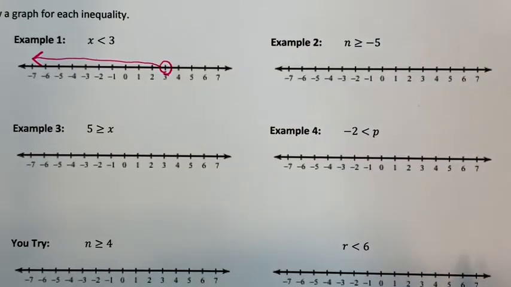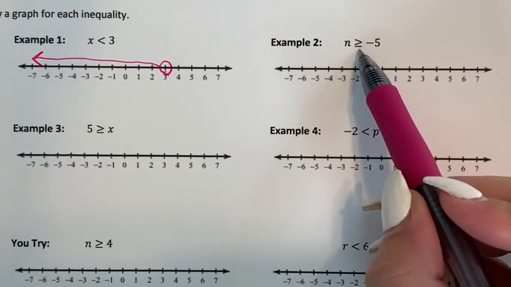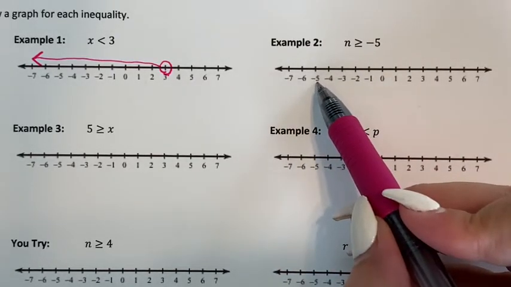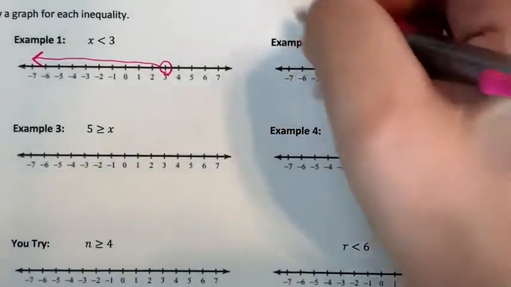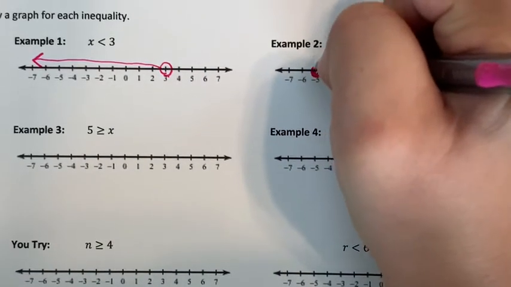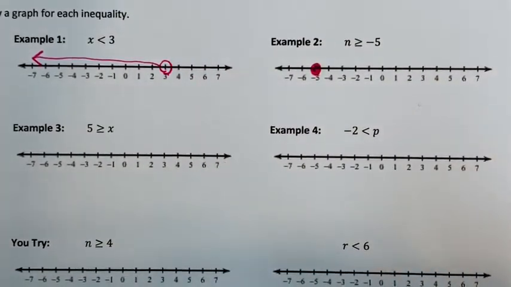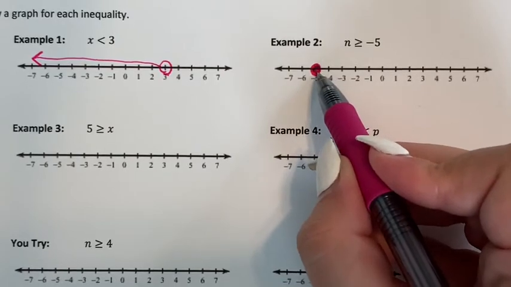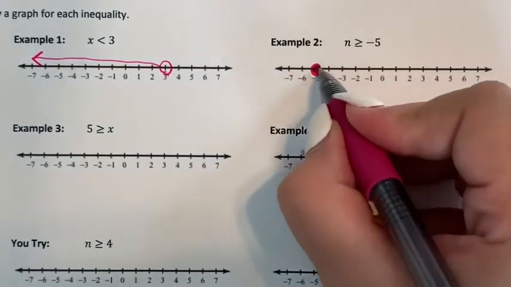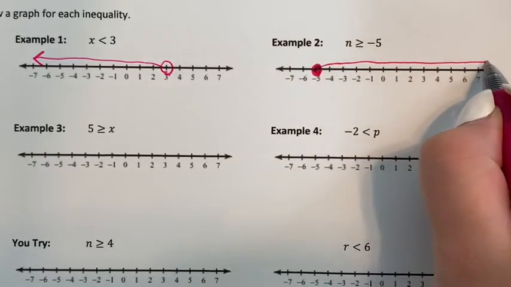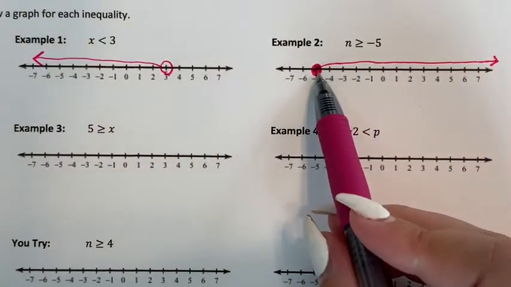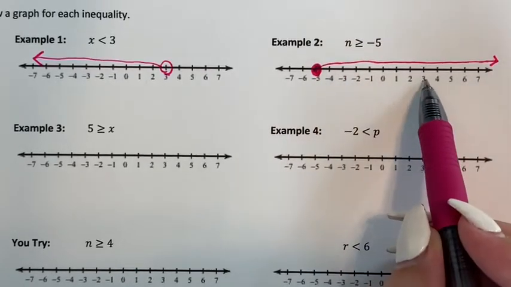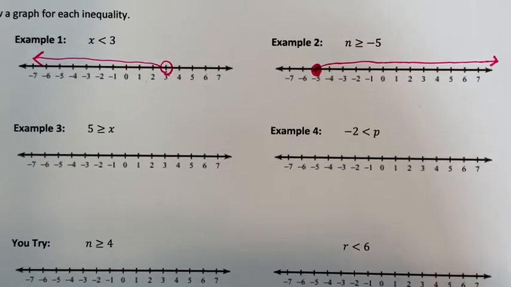All right, example 2, n is greater than or equal to -5. We need to go find -5 on the number line. Because we see the or equal to line, it needs to be a closed circle. So you need to fully shade in to make a closed circle. And it's greater than or equal to. We took care of the or equal to part because we shaded it in. But now we need to make it be anything greater than -5. So we need to draw our line going above -5. -4 is greater than -5. 3 is greater than -5, etc.